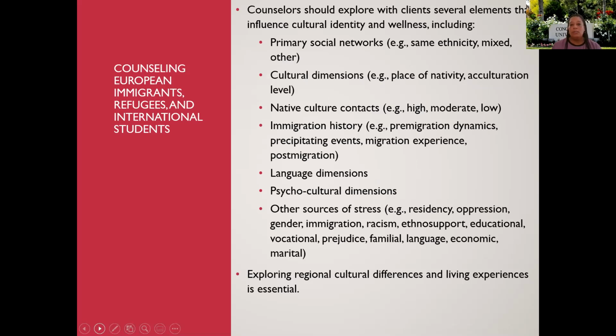Counselors should also explore with clients several elements that influence cultural identity and wellness: primary social networks, cultural dimensions, native cultural contacts, immigration history, language dimensions, psychocultural dimensions, and other sources of stressors.